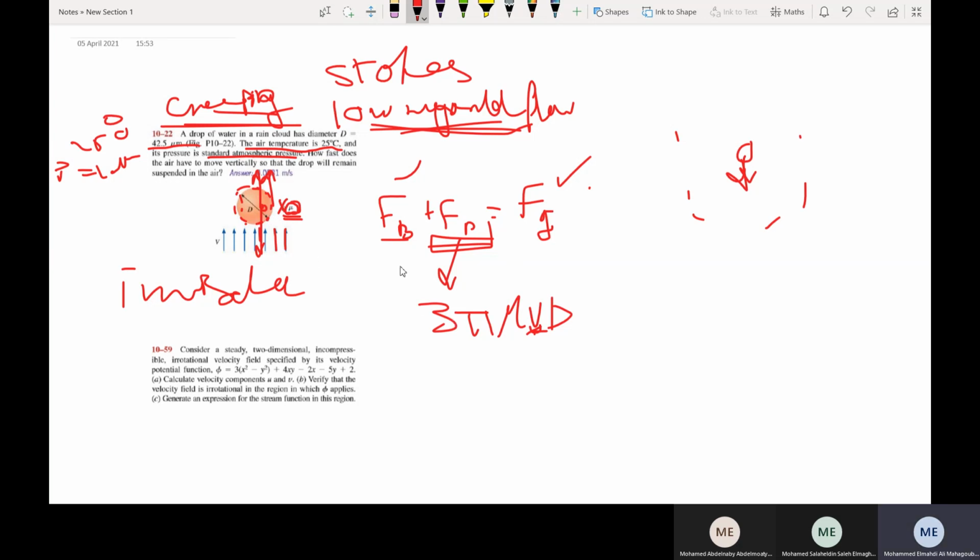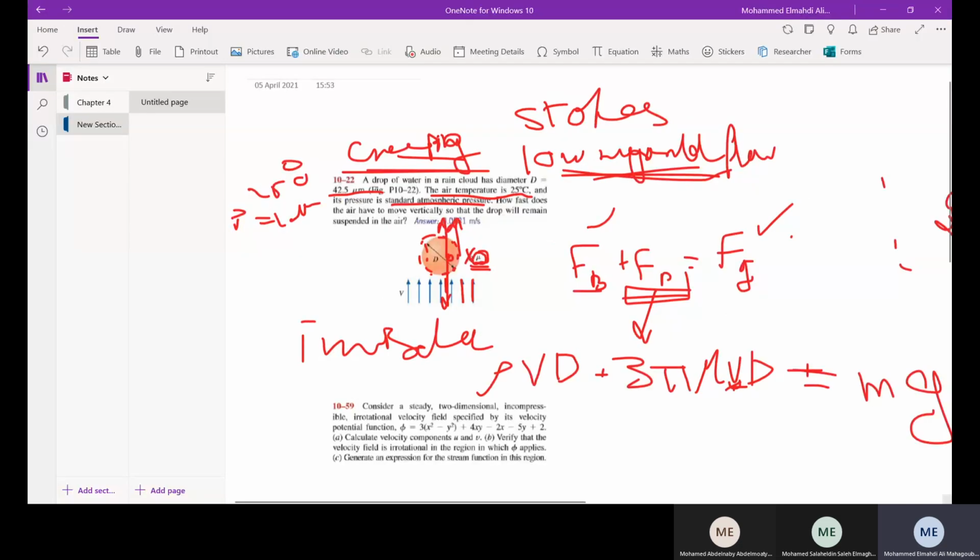Now here we have plus the buoyancy, equal to the gravitational force. This is a ball, of course, so what is its mass? Mass multiplied by g, and plus the buoyancy force. The equation of the buoyancy force was rho V D, or VD, if I remember. Just let me check the buoyancy force equation because I forgot it. Yeah, it should be.